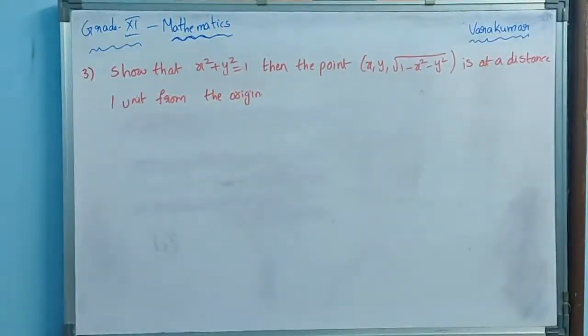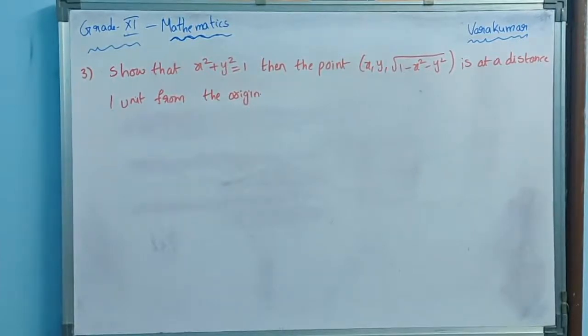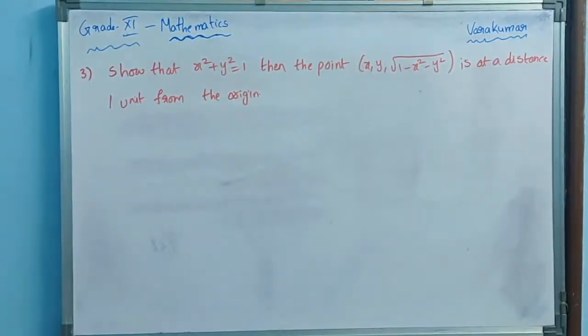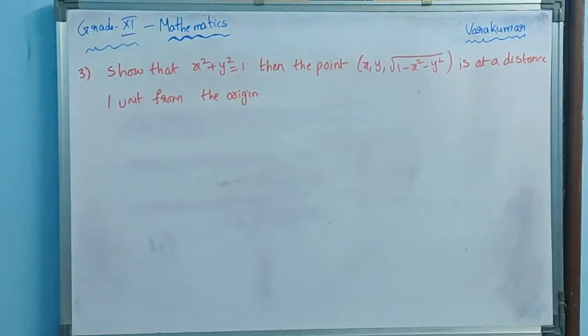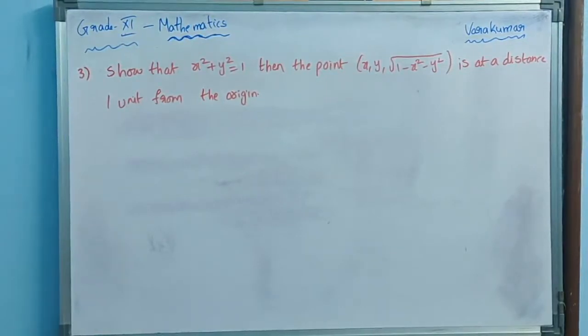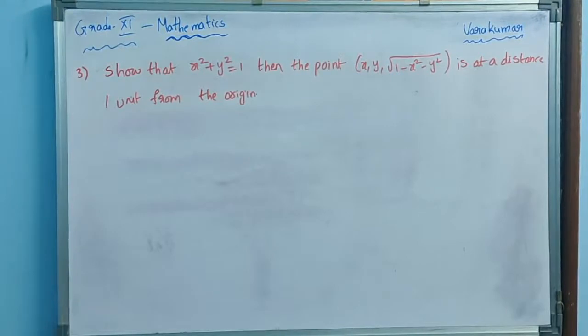Right. One more question on the board. If you see here, it is trying to say: show that if x square plus y square equals 1, then the point (x, y, root over 1 minus x square minus y square) is at a distance of 1 unit from the origin. Right.